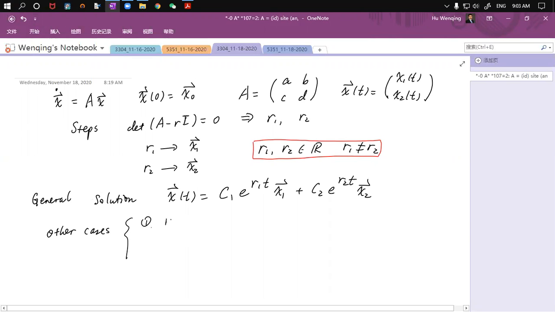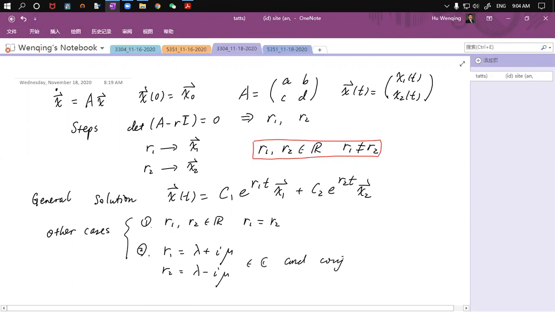Well, the first case is that both of the roots are real and they are the same, so r1 is equal to r2. It is also possible that r1 is equal to lambda plus i times mu, and r2 is equal to lambda minus i times mu. They are complex conjugates. So that's two possibilities: the real repeated root case and the complex conjugate root case. Once we have these scenarios, we have to change the formula for the general solution accordingly.